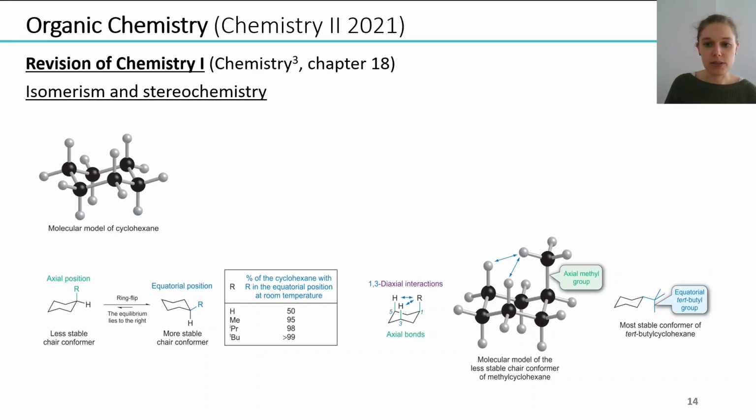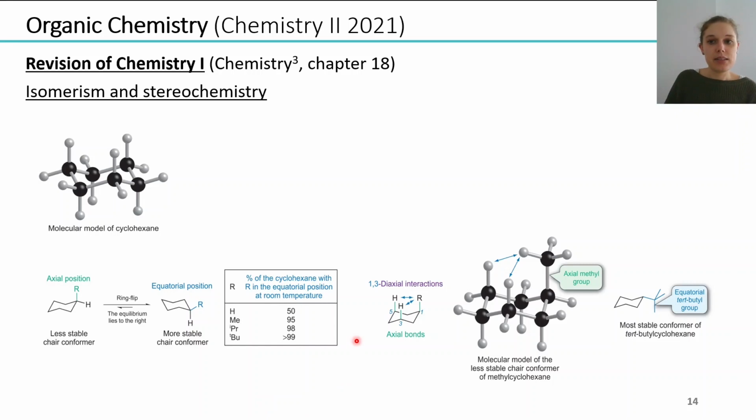And if you have a look at the table, then you can see that if you have only hydrogen atoms, you have a probability of 50% for hydrogen being in the equatorial position at room temperature. But then for the larger groups, for example, already for the methyl group, you have a probability of 95%. So this clearly shows that if you have larger functional groups, then they would always prefer to go into the equatorial position, because there you have more space for these larger groups.